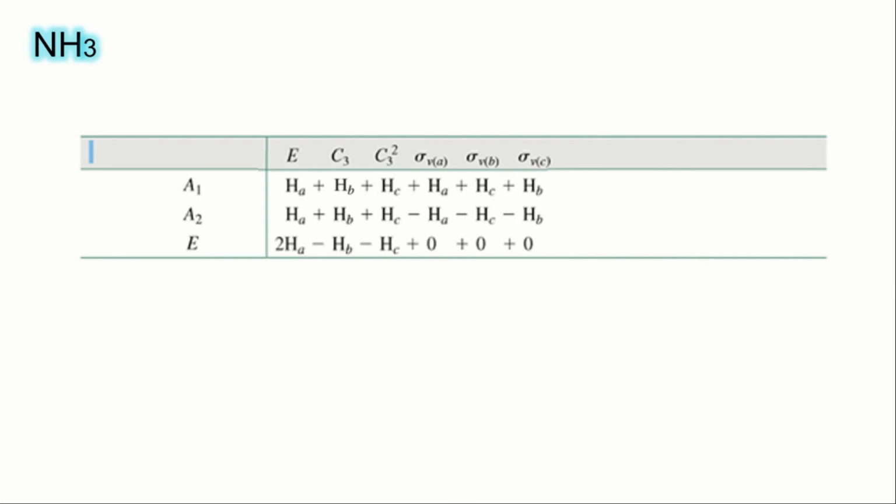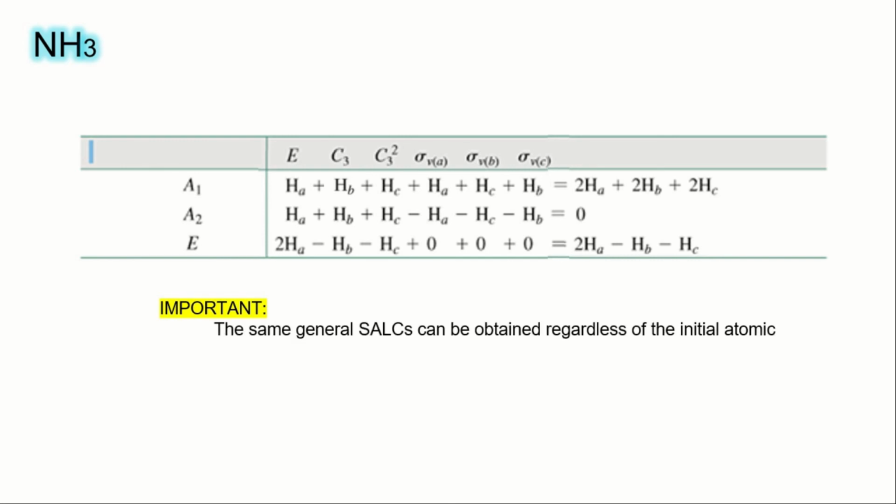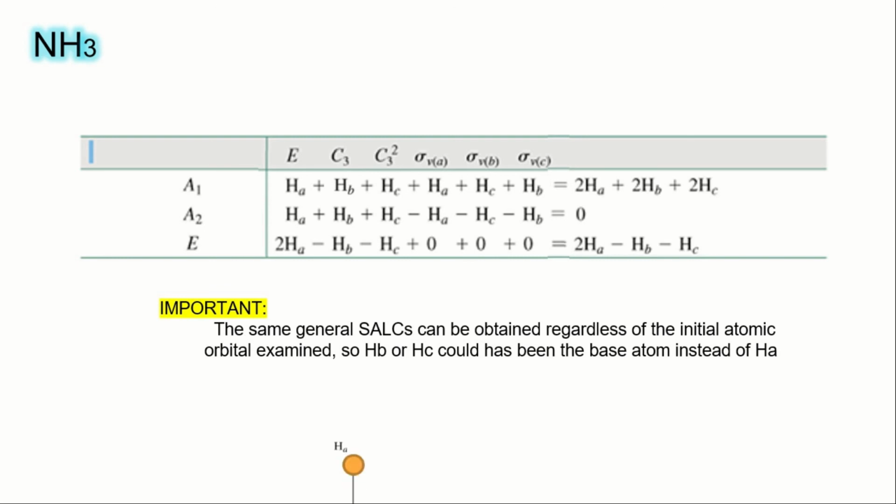Now that you have all the linear combinations, they are added. In this case, we will obtain 2HA plus 2HB plus 2HC. For this one, 0, since they all cancel out. And for this one, it's 2HA minus HB minus HC, as seen here. This is an important thing: the same general SALC can be obtained regardless of the initial atomic orbital examined. So HB or HC could have been the base atom instead of HA.